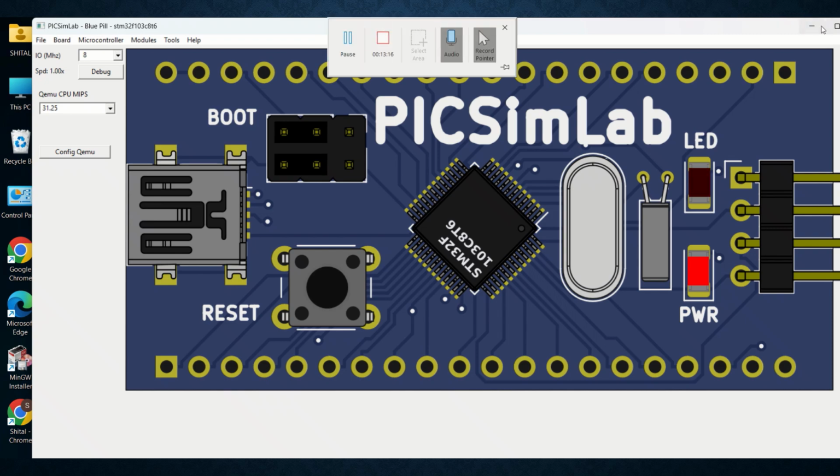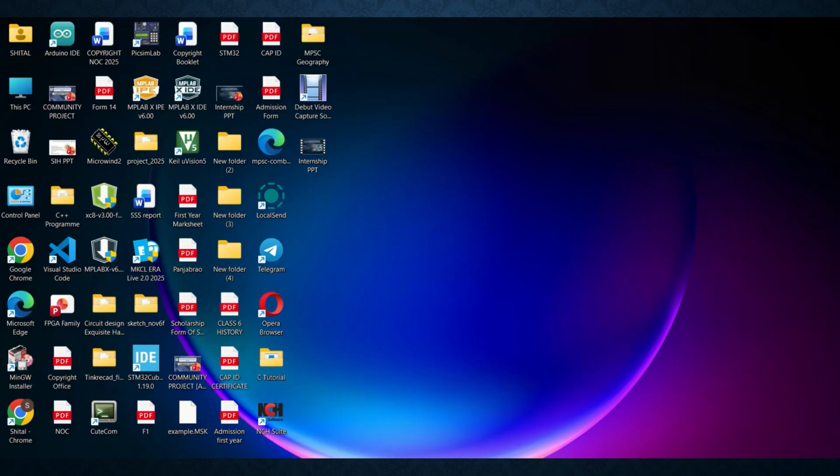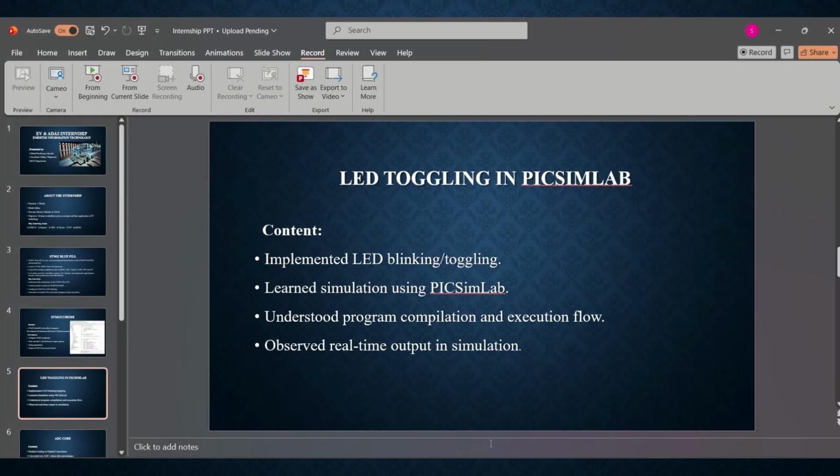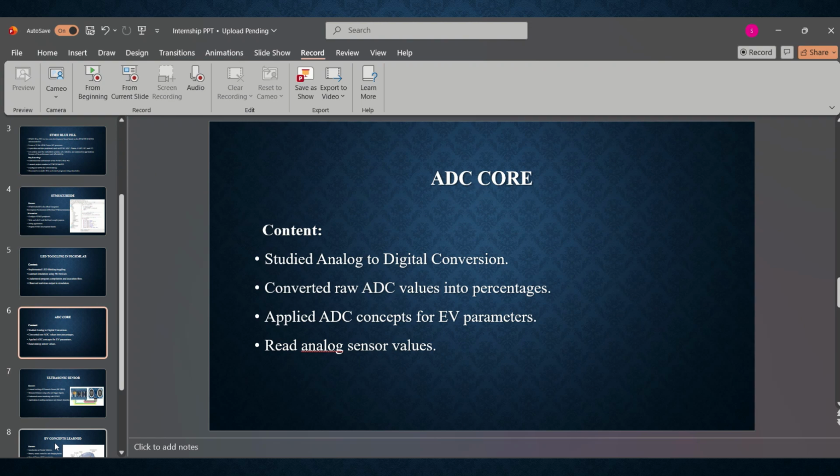In this way we have completed our first project. So next, move to the ADC core. This slide explains the analog to digital converter, commonly called ADC.